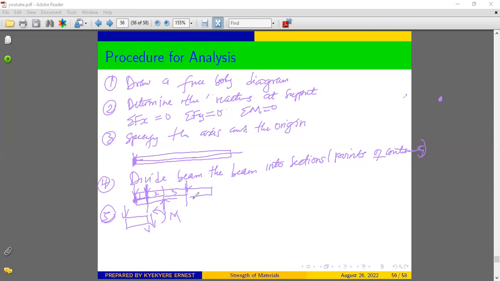So that is the fifth point. Draw the free body diagram and determine the shear force and bending moment, internal shear force. Take note of that. They are internal in that section. So internal shear force and bending moment for each of the sections.